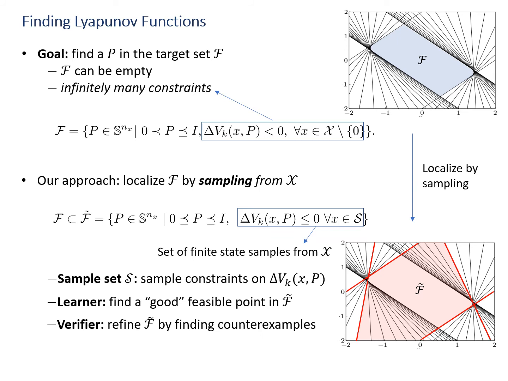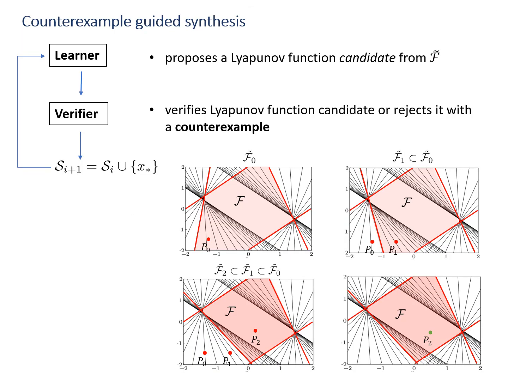Using this localization method, the learner module is charged with the task of finding a good feasible point inside the localization set F tilde, and the verifier module refines F tilde by finding counterexamples at which the Lyapunov decrement condition fails. This process continues until we find the Lyapunov function or certify that it does not exist. This leads to a counterexample guided synthesis method, in which the learner proposes a Lyapunov function candidate from the localization set, and the verifier either verifies the candidate or rejects it with a counterexample.